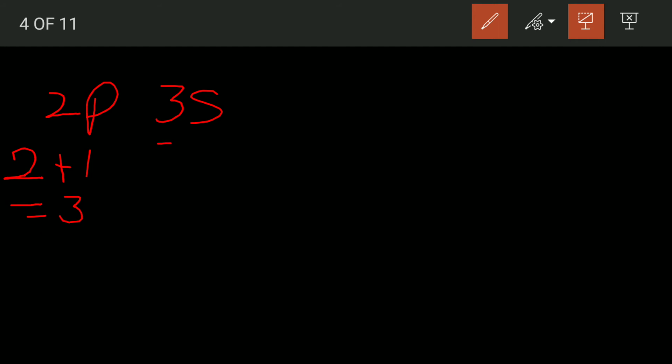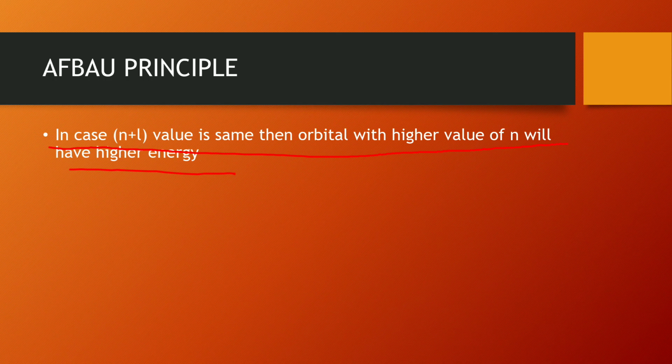Not only this, let's take another example of 2p and 3s. Here the value of n in 2p is 2 and the value of L in 2p is 1, so the value is 3. In 3s, the value of n is 3 and the value of L is 0, so the value is 3. Here the value of n plus L is the same.